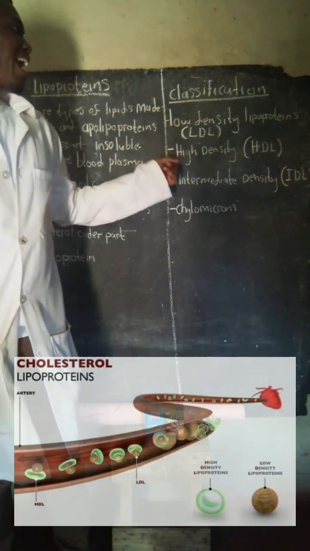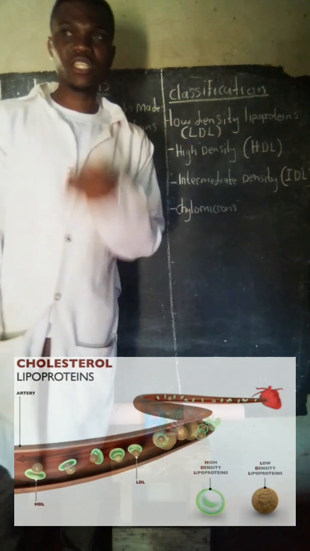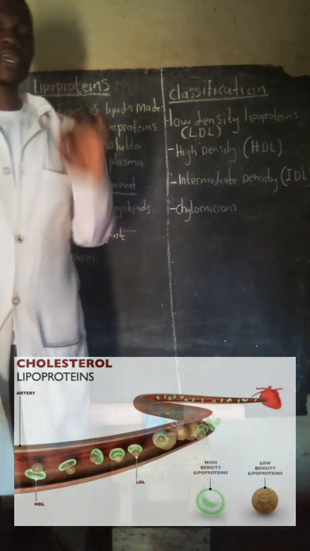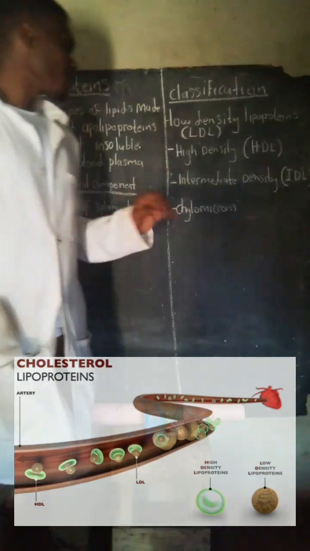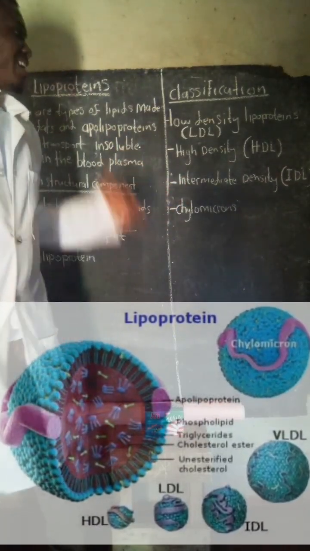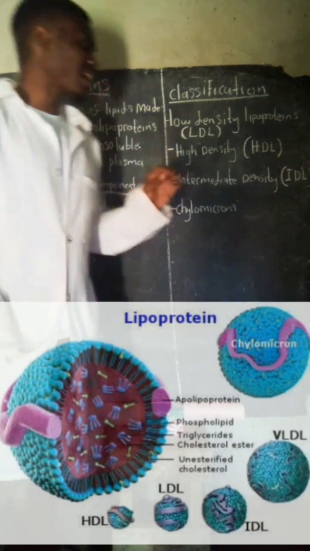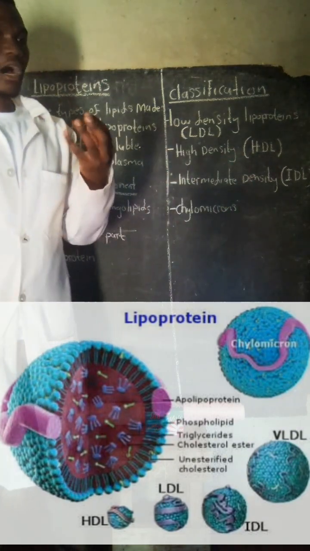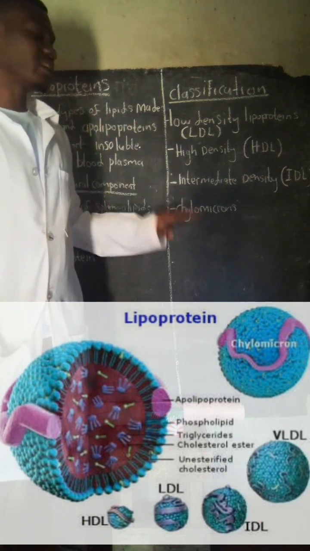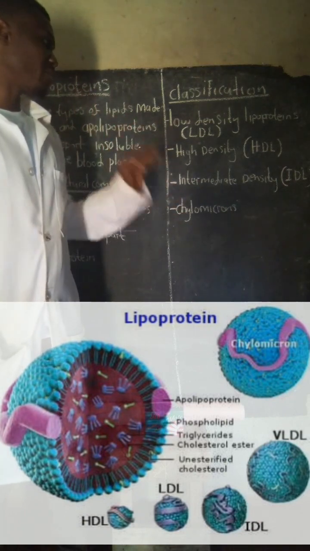Then we have what we call higher density lipoproteins. These are lipoproteins that are very thick in nature. When you examine that particle, you find that its density is really thick. Then you have another kind of lipoprotein which we call the intermediate density, meaning these are not really thick and they are also not low. The density is not low. They are just in between. They are medium or intermediate.